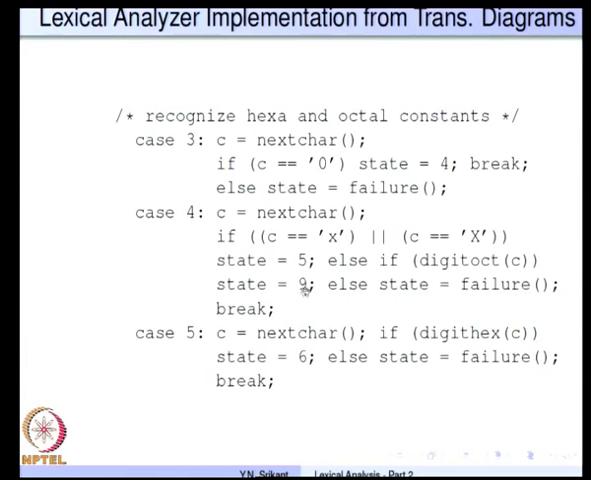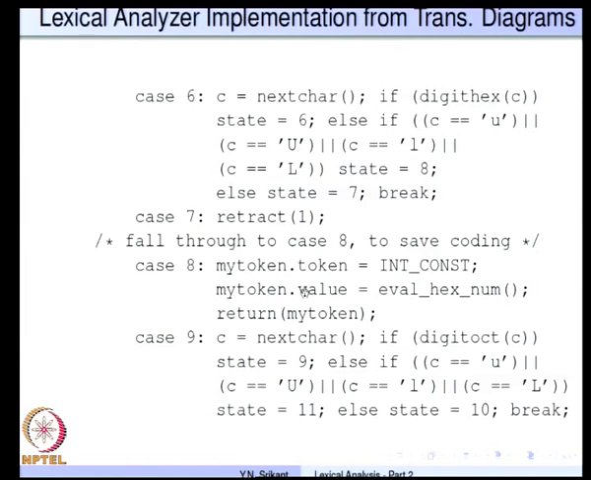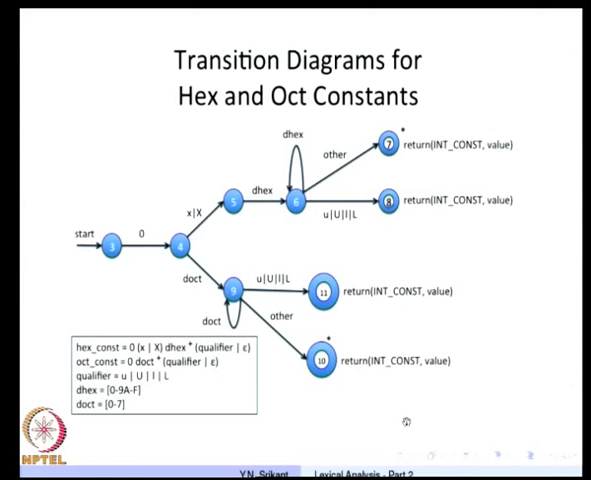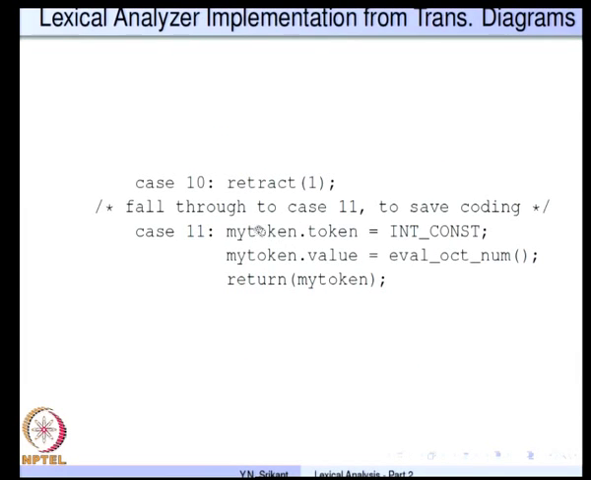Let us look at state 9. State 9 says if the symbol we get is an octal digit, then we remain in the same state, and if we get a qualifier U or L or l, we go to state number 11, otherwise we go to state 10 and stop. This is our state 10 here. It corresponds to the other symbols part, and in case 10 we retract, and this falls through to case 11, which assigns the token as int const and the value as whatever we get after evaluating the octal number, and returns that particular token.